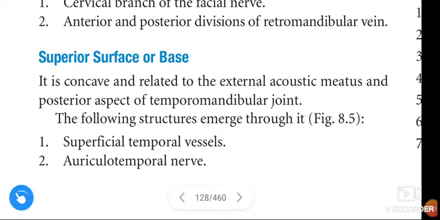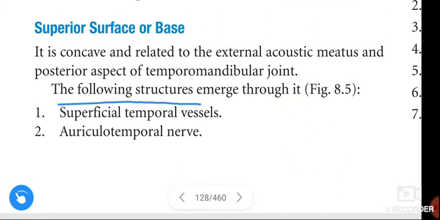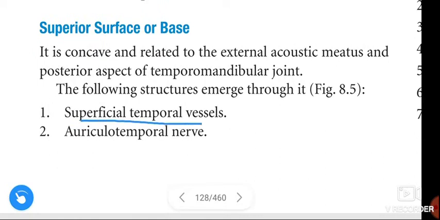Superior surface or base. It is concave and related to the external acoustic meatus and the posterior aspect of the temporomandibular joint. The following structures emerge through it: the superficial temporal vessels and the auriculotemporal nerve.